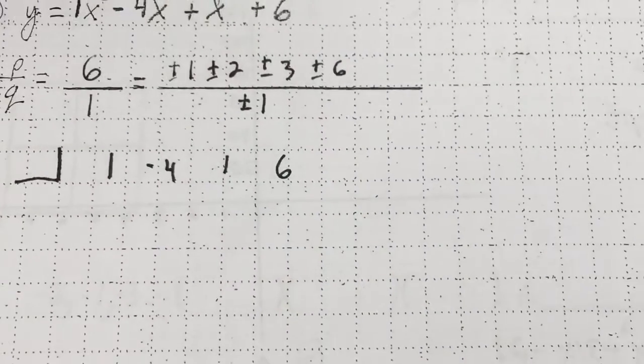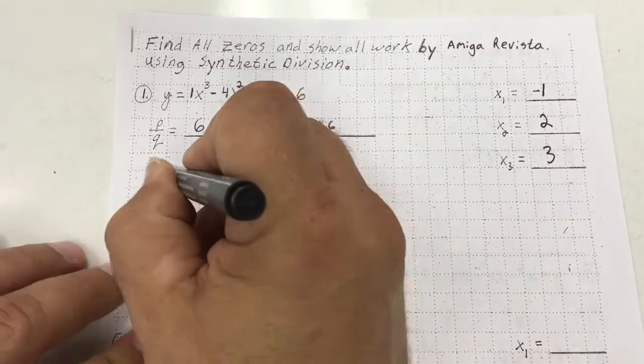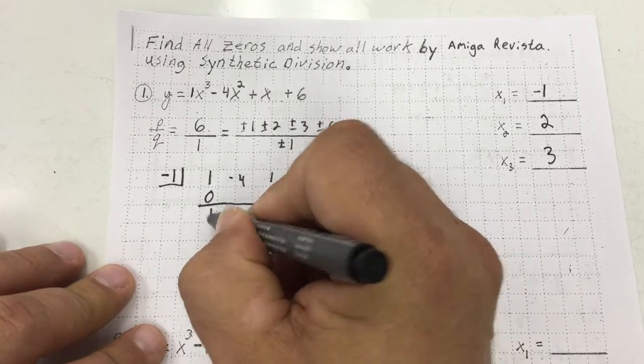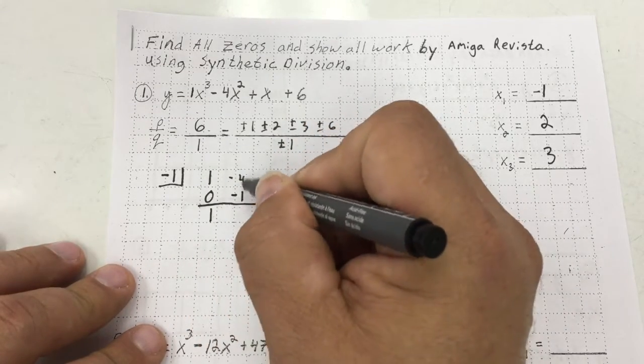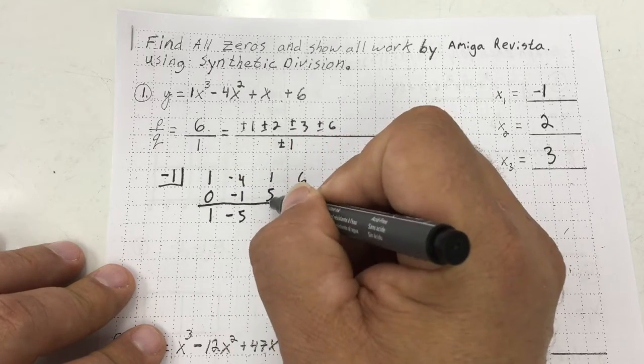Now, I take those solutions, and I use them in my backwards box. So I take this negative 1, and I bring it over here. And I put my negative 1 in that backwards box. And I implement the synthetic division process. 1 plus 0 is 1. Negative 1 times 1 is negative 1. Be careful in your arithmetic. This is going to add up to equal negative 5. Negative 1 times negative 5 is positive 5. 1 and 5, that equals 6.